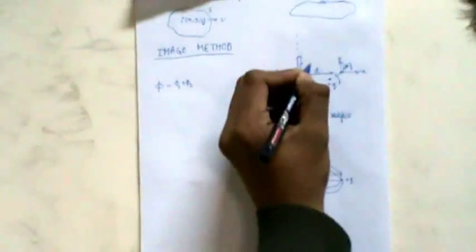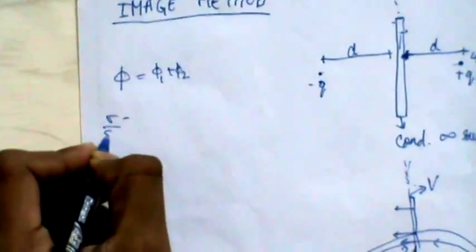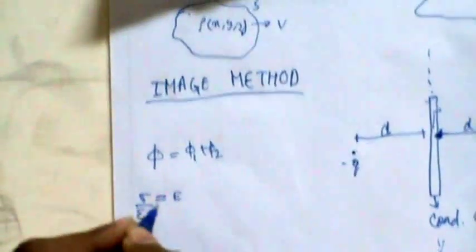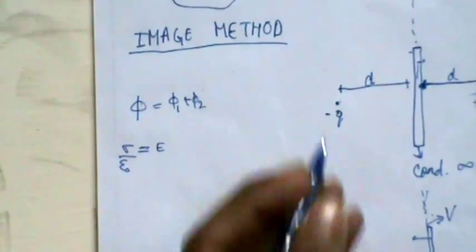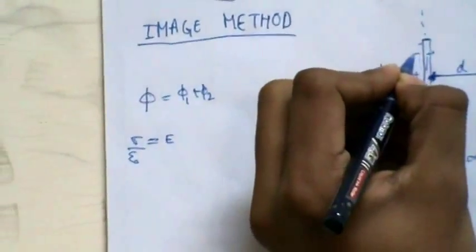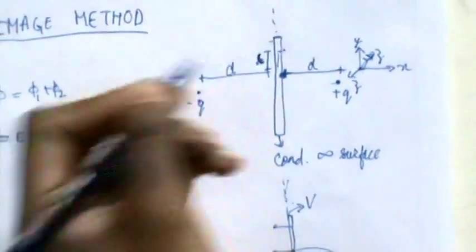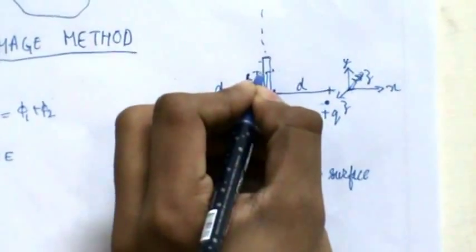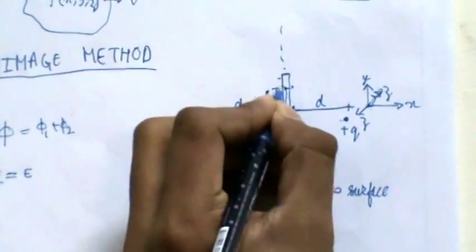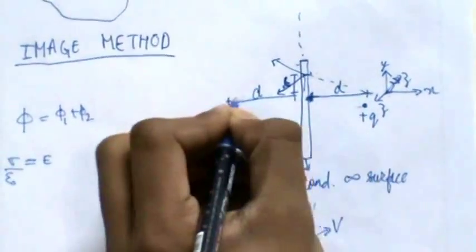Alternately, we can calculate the electric field also. So since we want sigma and we know sigma by epsilon naught is equal to E, we will first use E because it's a simpler case. We can use E. Okay. So consider a distance r here. The electric field due to plus q will be like this. Due to minus q will be like this. Okay.